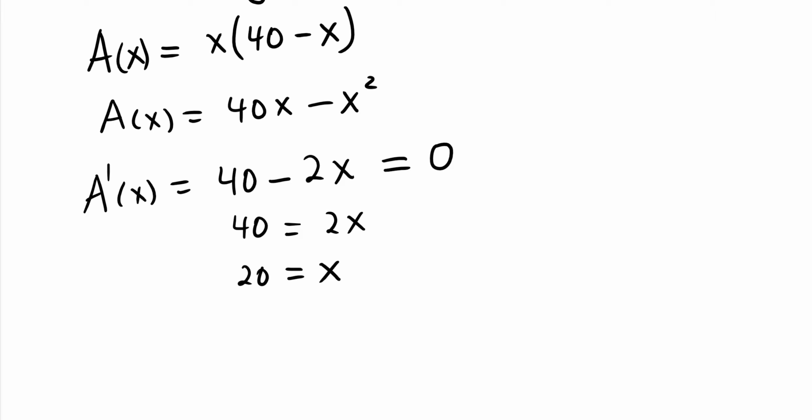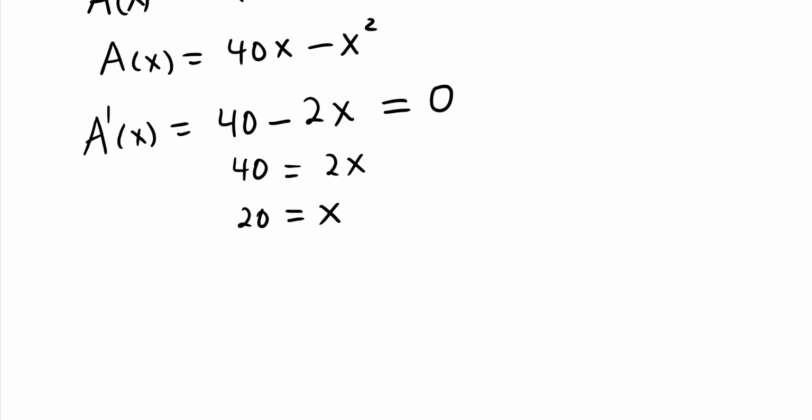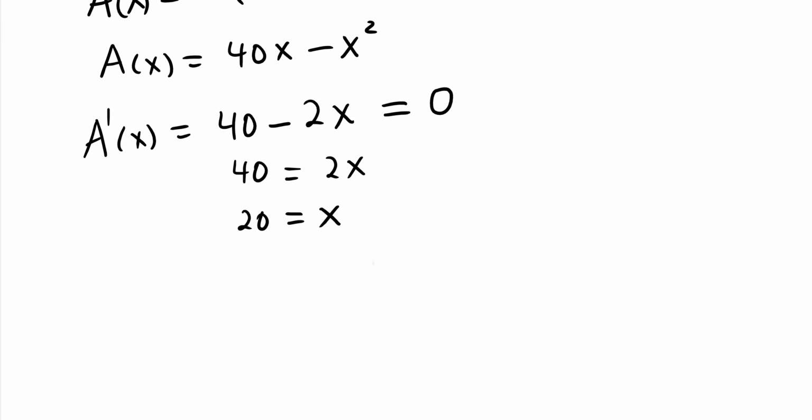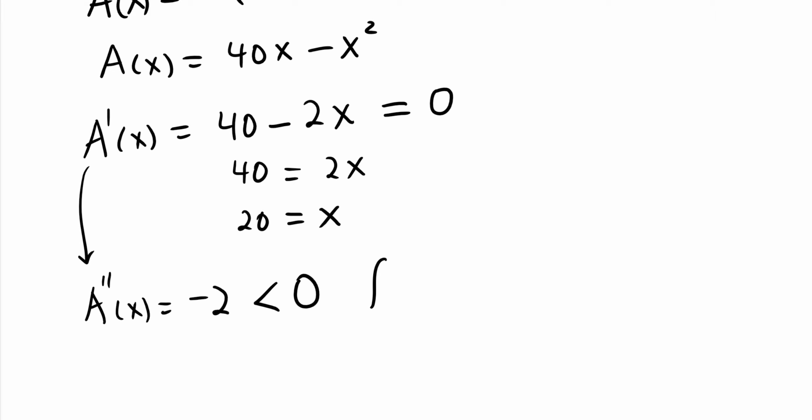But you have to be careful here, because this number, the critical number, could be for a min or max. So how do I verify this is really going to maximize the area of the rectangle? So we find the second derivative. From the first derivative, we get the second derivative, which is negative 2. Notice this is always less than 0 for all x, no matter what x is. So what does that mean? If the second derivative is less than 0, it means the graph concaves downward.